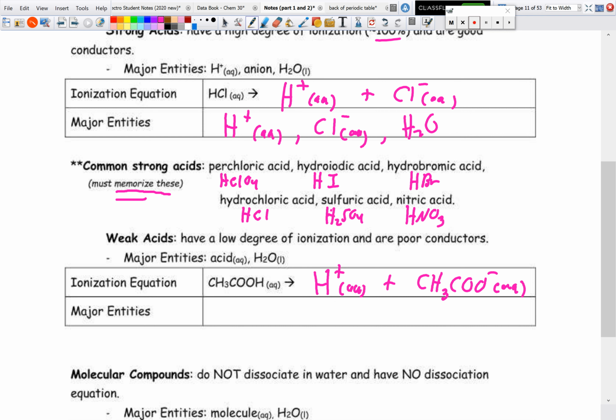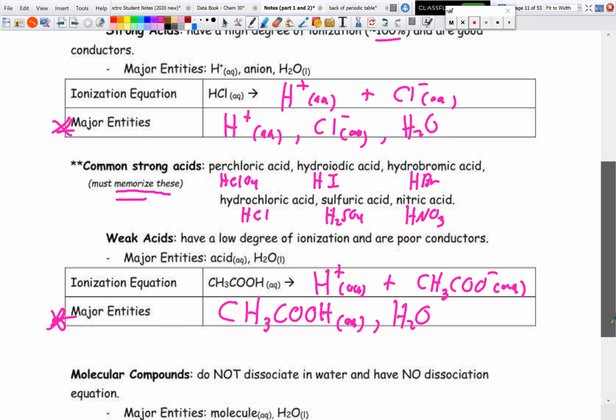So it will ionize. But the major entities, because it has such a low degree of ionization, the major entities is CH3COOH, aq, and water. So just notice the clear difference between the major entities of our weak acids and our strong acids.